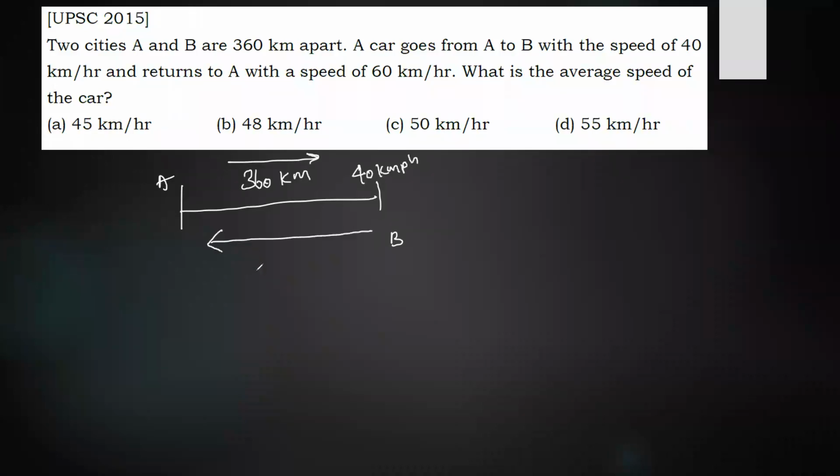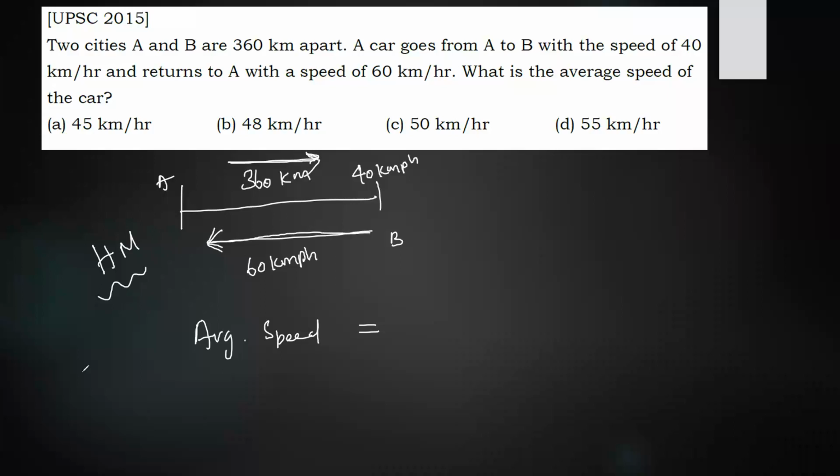Good. So here we have distance between two cities is 360 kilometer, right? A car goes from A to B at a speed of 40 kilometer per hour and returns to A with 60 kilometer per hour speed. So what is the average speed?